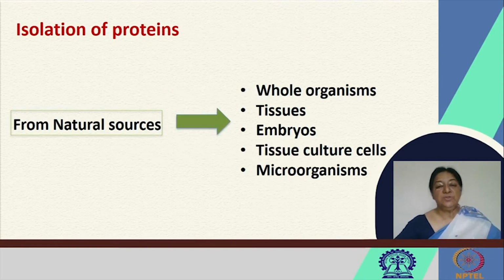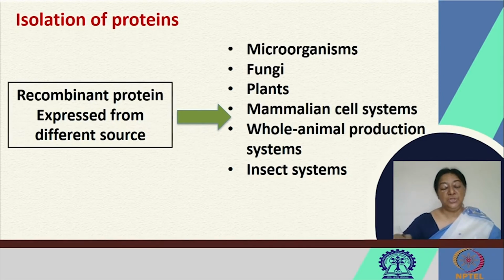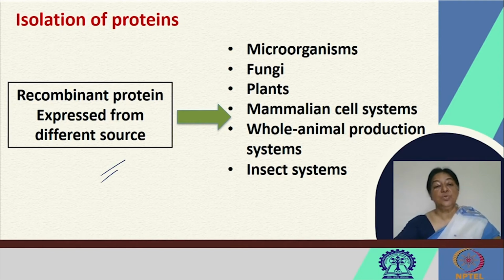If we look at natural sources, we can be isolating proteins from whole organisms, tissues, embryos, tissue culture cells, or even microorganisms. And with recombinant protein, we have again the microorganisms, fungi, plants, specific cell systems, and insect systems, in addition to whole animal production systems.